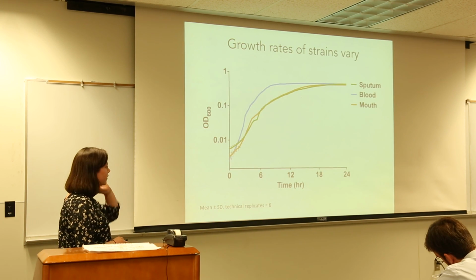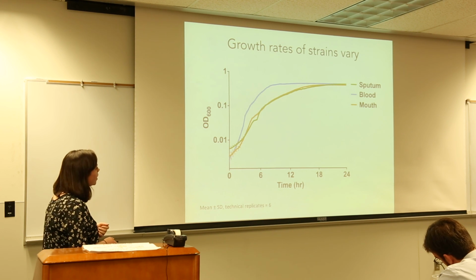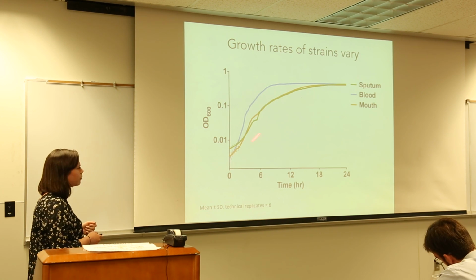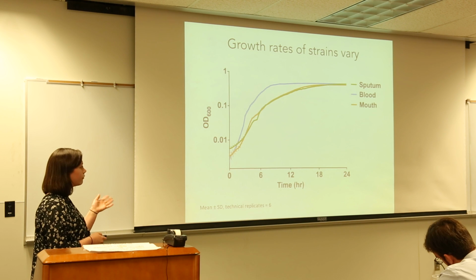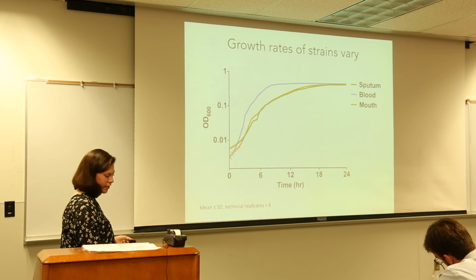These are the growth curves. And we found that there are actually some differences in growth rates between these isolates. And we saw that the sputum and the mouth isolate were pretty comparable, but that the blood strain grew at a faster rate. So this is something we just kept in mind when designing our other experiments.